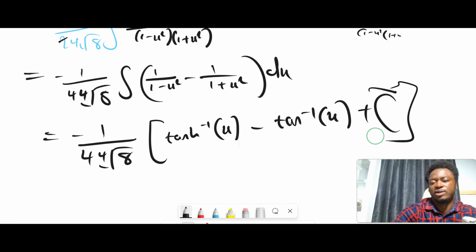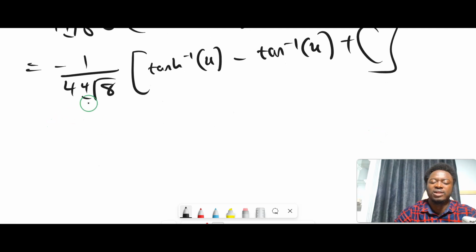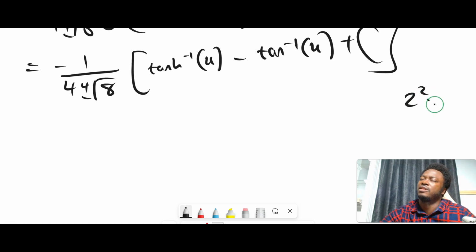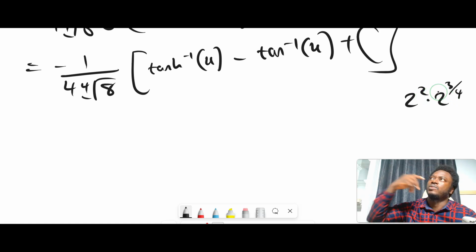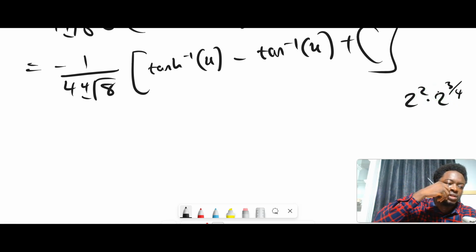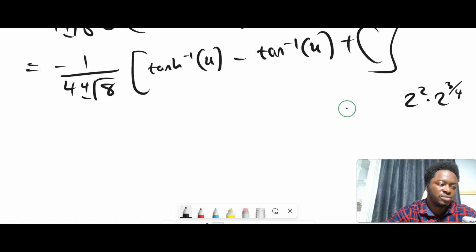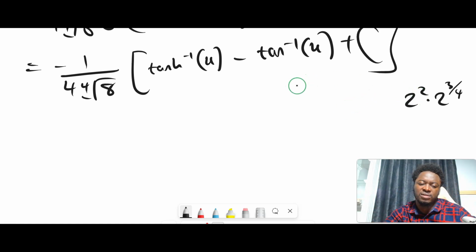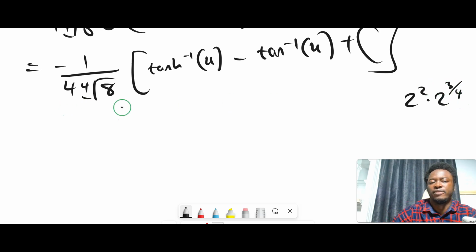So what we're going to do is that we're going to write this as tan. Okay, this is 4 times 4. So this 4 is 2 to the second power times the 4th root of 8, which is 2 to the third power, divided by 4. So this will be 4 times 2, 8 plus 3, that is 11. So this is 11 over 4. Let's just forget it though.